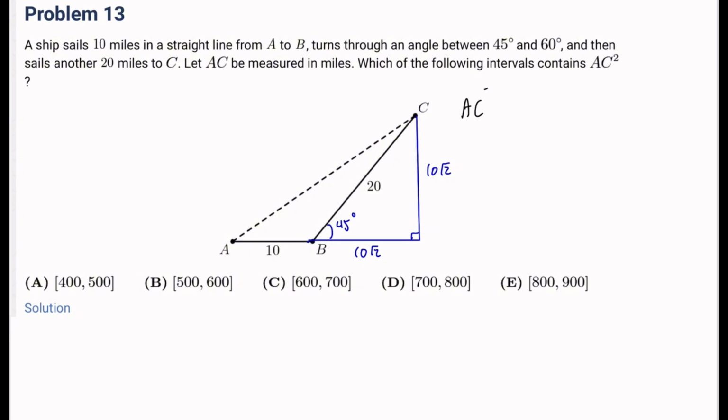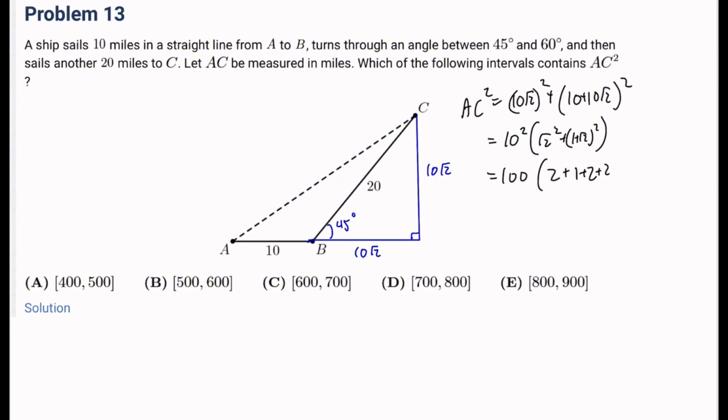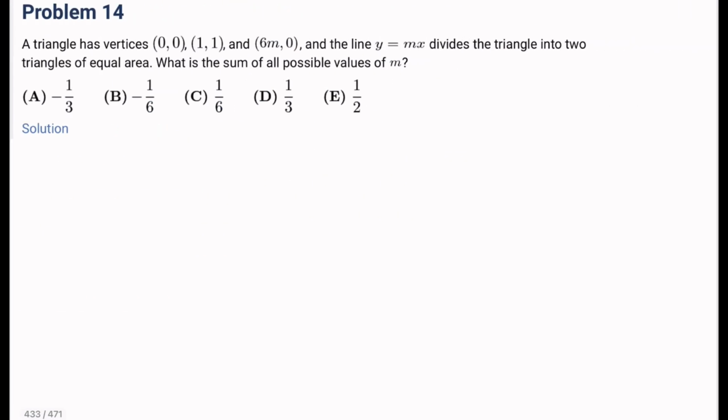And then which of the following intervals contains AC squared? So AC squared is this much squared plus this much squared, so 10 root 2 squared plus 10 root 2 squared, which is 10 squared times root 2 squared plus 1 plus root 2 squared. And so this is 100 times 2 plus 1 plus 2 plus 2 root 2, right? So this is 100 times 5 plus 2 root 2, which is about 2.82, so this is 782 point something. This is between 700 and 800, so that's our answer. It's D.